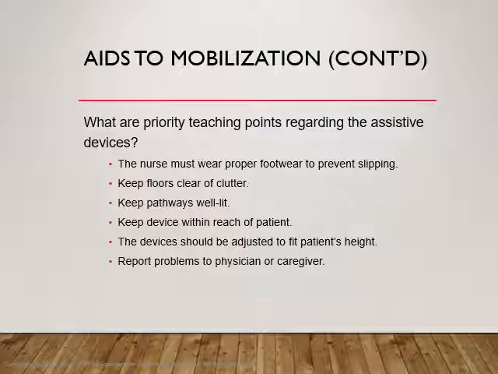What are priority teaching points regarding the assistive devices? The nurse must wear proper footwear to prevent slipping. Keep floors clear of clutter. Keep pathways well lit. Keep device within reach of patient. The devices should be adjusted to fit patient's height. Report problems to physicians or caregiver.